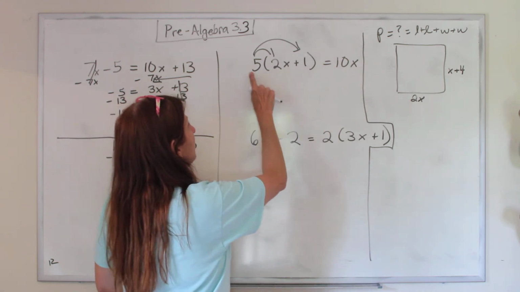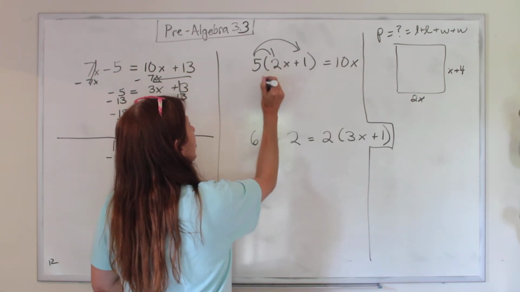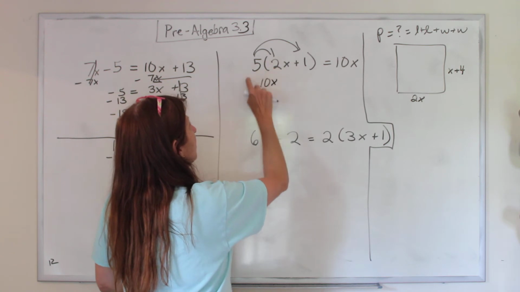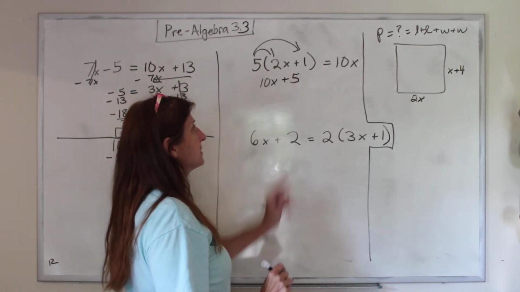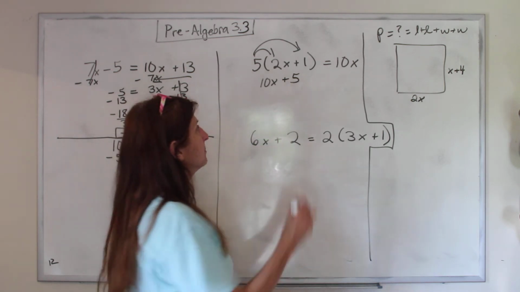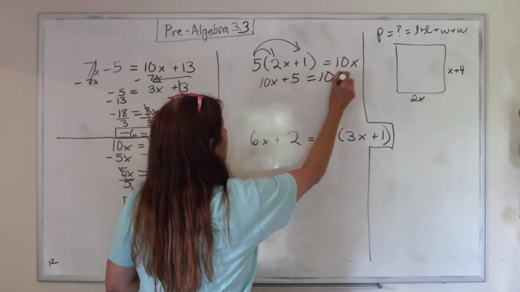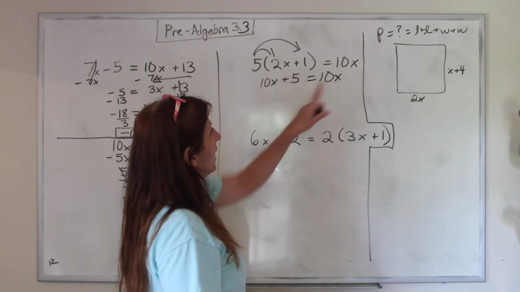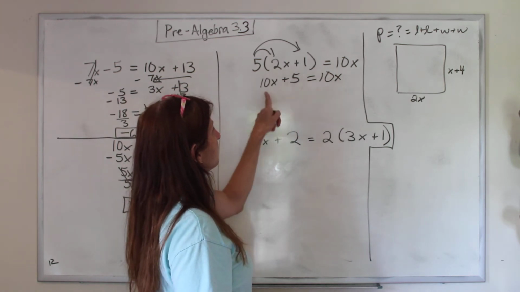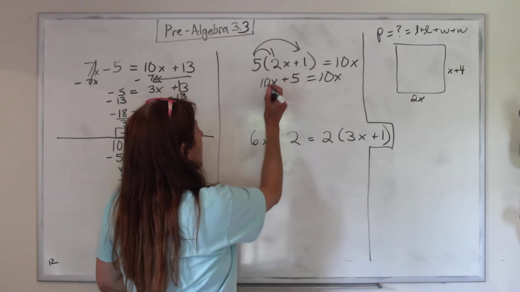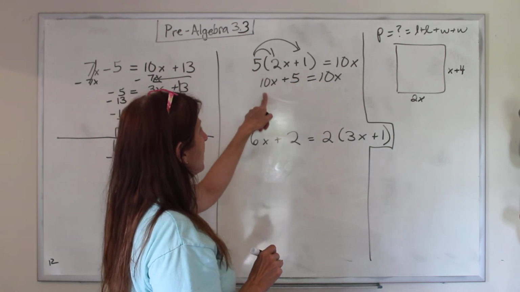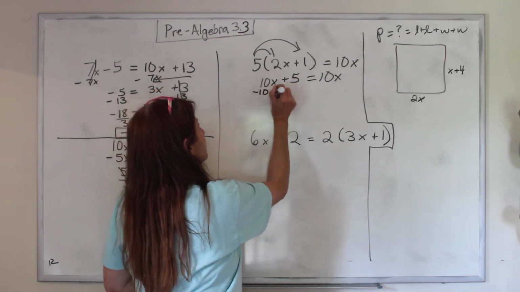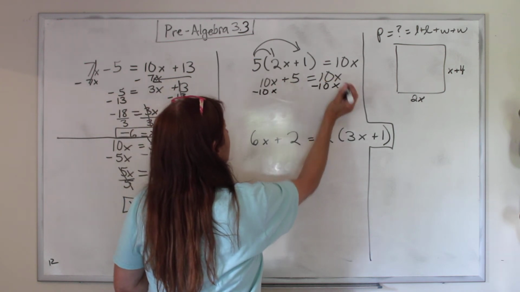Okay, so 5 times 2x is 10x, and 5 times 1 is 5, and you still have to have that plus there because those are different terms. And then bring down what you didn't mess with. All right, 10x over here is by itself, so I'm going to go around and move it that way. What's the opposite of this positive 10x? Minus 10x, what I do to one side, I do to the other.